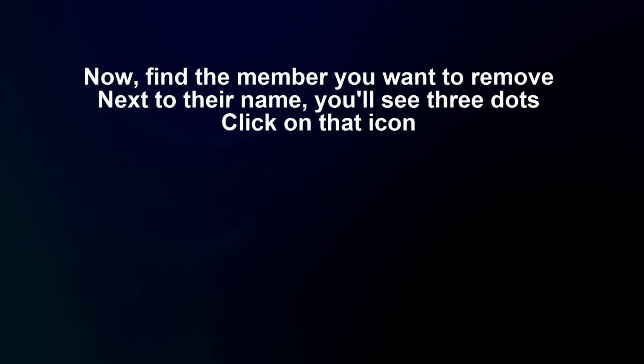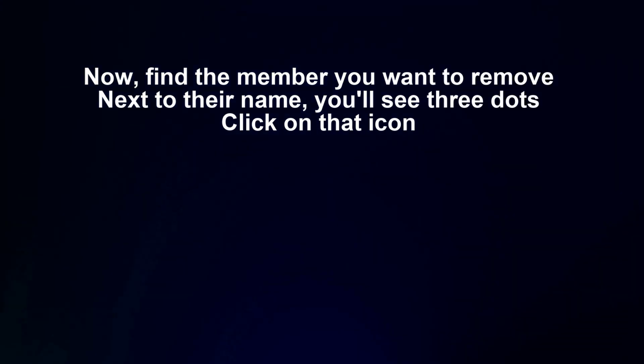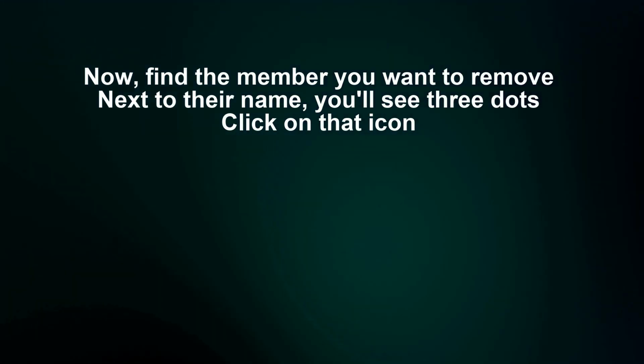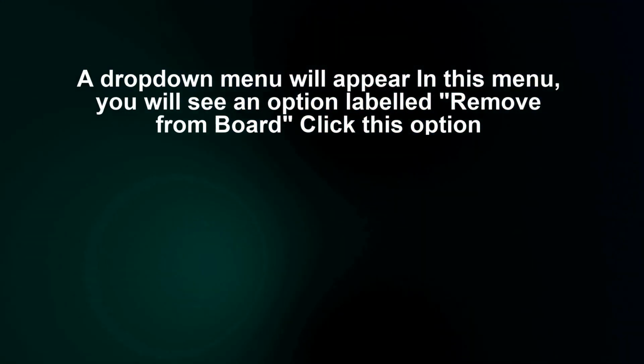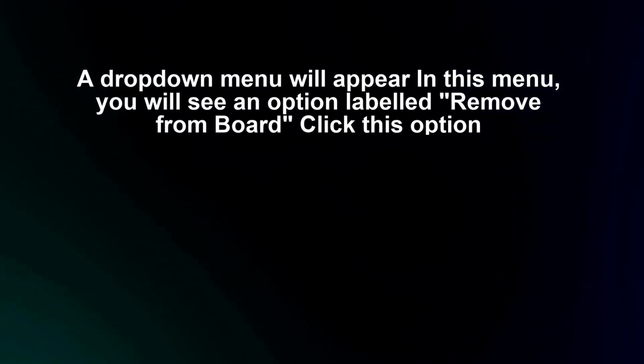Now, find the member you want to remove. Next to their name, you'll see 3 dots. Click on that icon. A drop-down menu will appear. In this menu, you will see an option labeled Remove from Board.